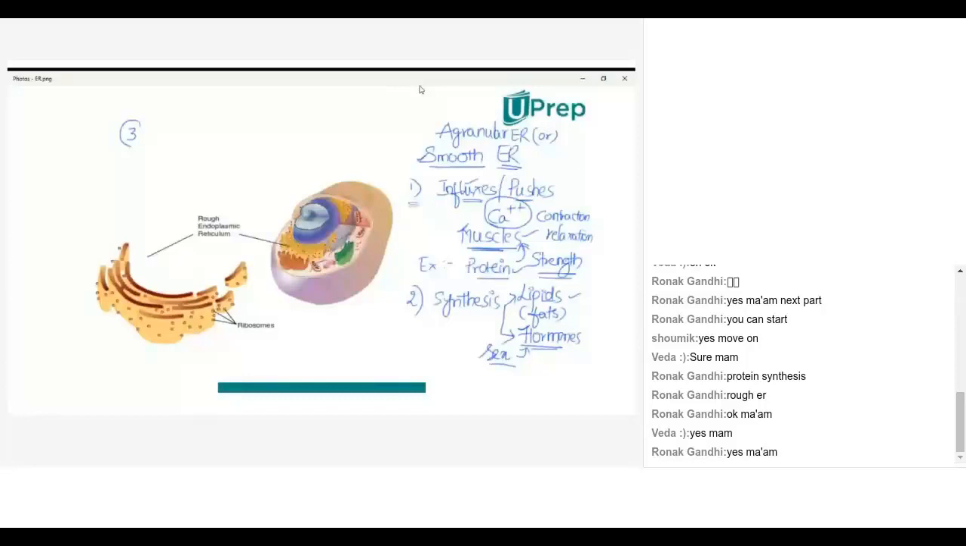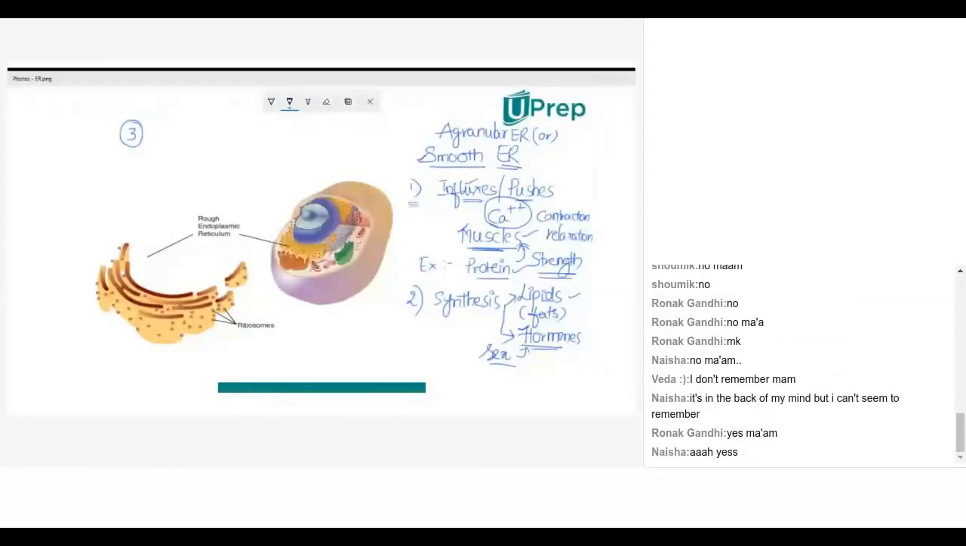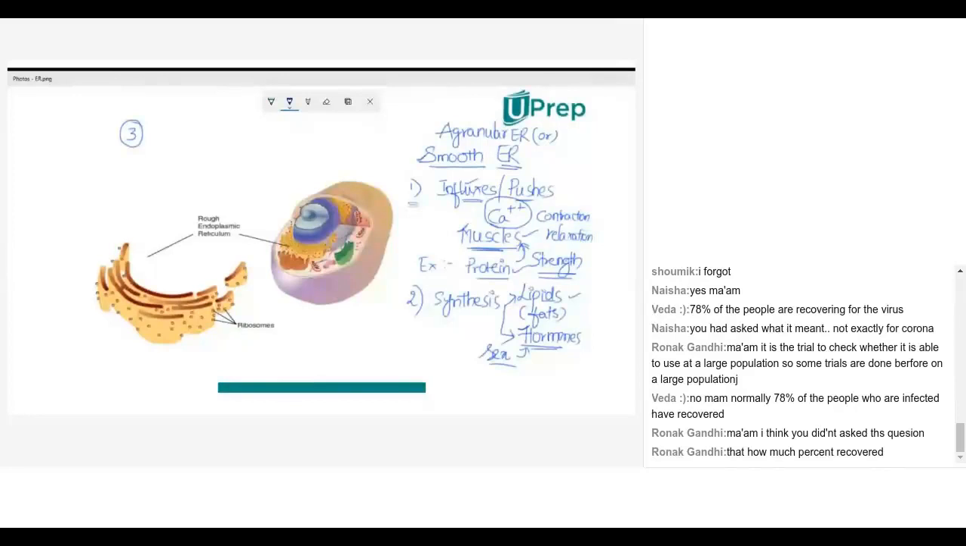Now, the next point comes, the most important point. Here we'll discuss the question which I gave in the last session. Do you people remember the question I gave in the last session? At least the clinical trials related to corona vaccination I asked. Try to get information regarding that, because now we'll discuss that in endoplasmic reticulum.